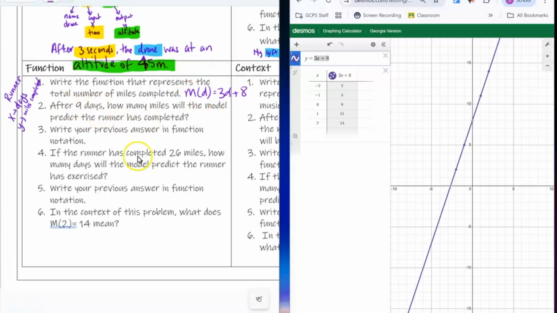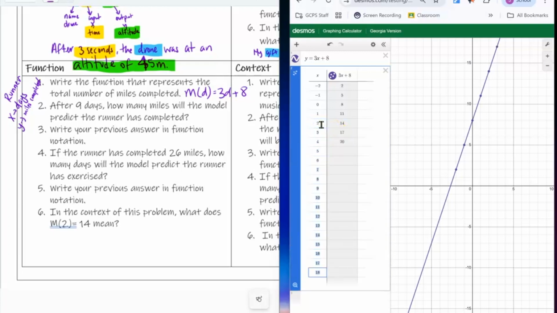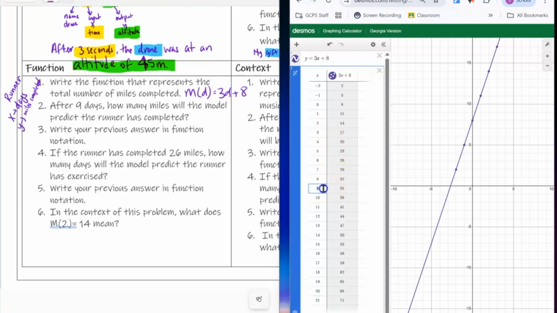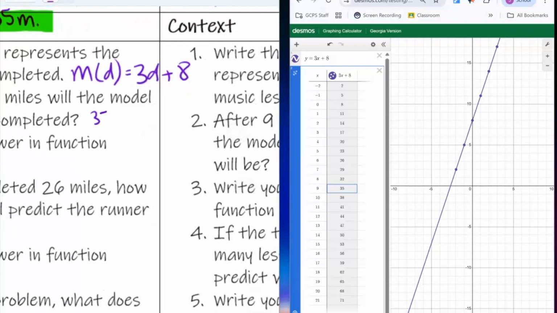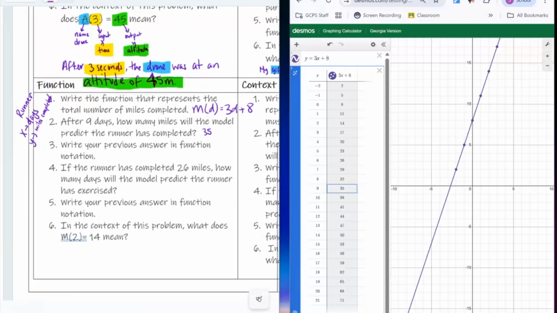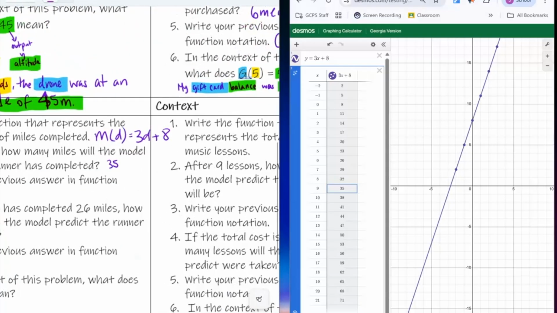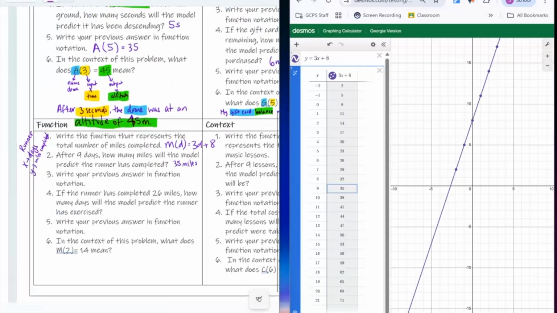All right, after 9 days, so because I'm using the word days, that's X. So when X is 9, I'm going to come to the end of the table where I see the 2, click that, and then hold down enter. And I'm only looking for 9. So after 9 days, 35 miles have been completed. All right, so after 9 days, how many miles in the model was completed? You see, I don't even have to read the question to know what the question is saying because I have my title, what my X means, and what my Y means. Oh, make sure you write the units because this is 35 miles have been completed. All right, so make sure you write yours.